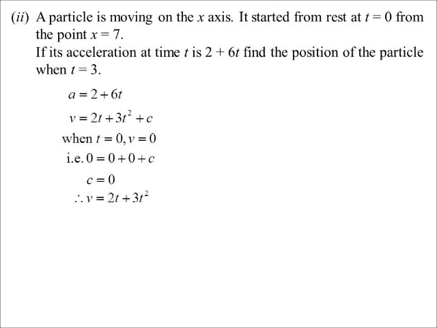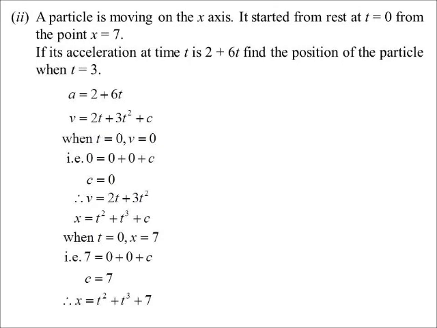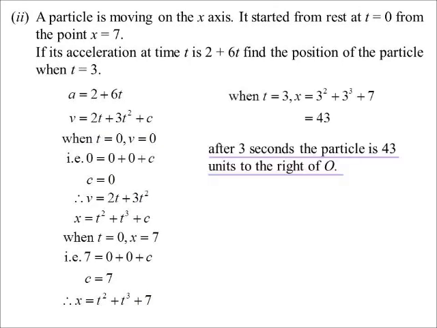So now get a formula for displacement. Again, integrate. This time though, you wouldn't have got away with it. The constant turns out to be 7. I have an equation now for displacement, so I can sub in and we get 43. So after 3 seconds, the particle is at 43. Now, however you want to say it, you might say, oh, it's at x equals 43, or you might describe it like I have, oh, it's 43 to the right of the origin.